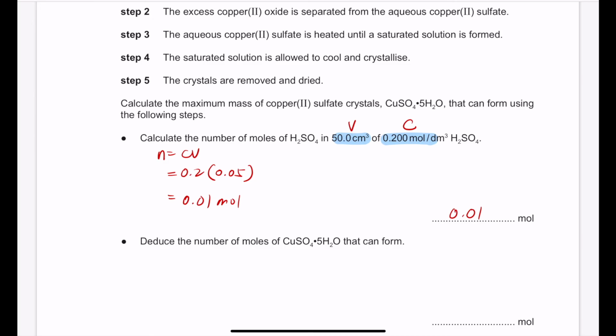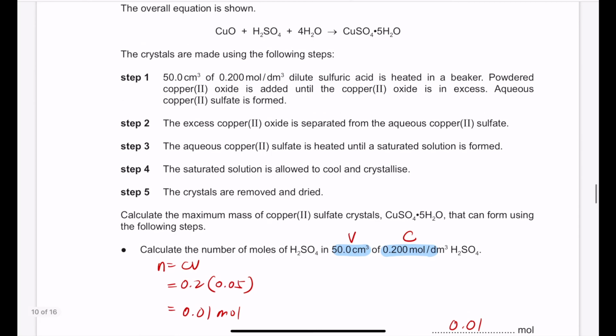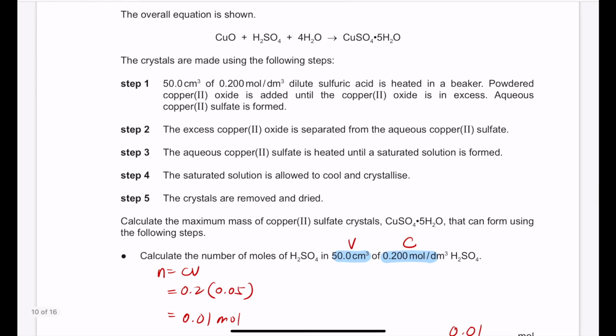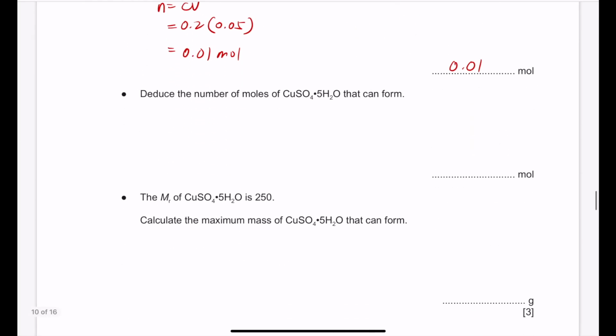Next one. What is the number of moles of this hydrated copper(II) sulfate that is formed? Remember, compare the ratio. H2SO4, we found, is 0.01 mole. And comparing the ratio, what's the ratio? 1 to 1, isn't it? Same ratio, so the moles of this will also be 0.01 mole.